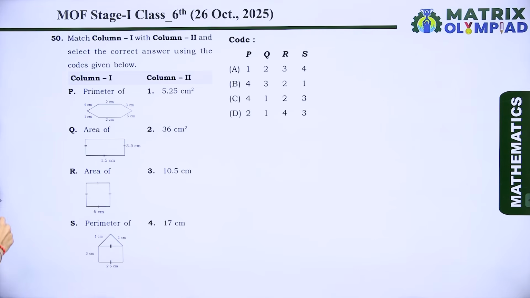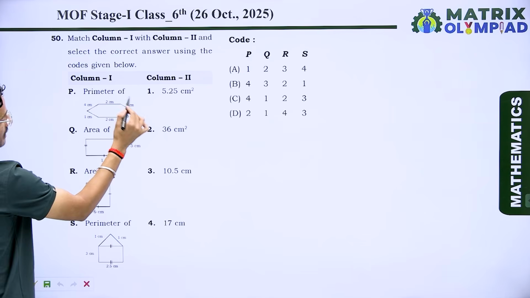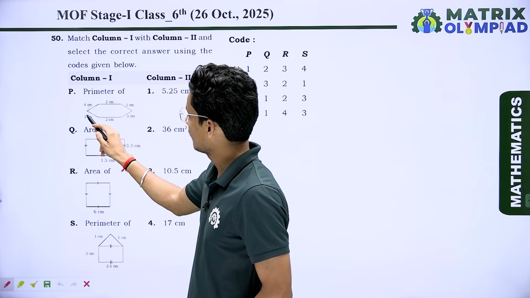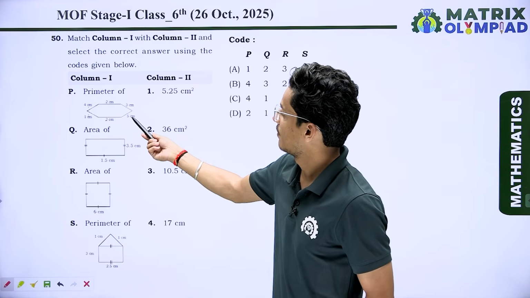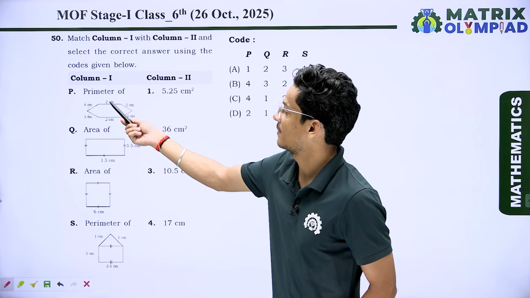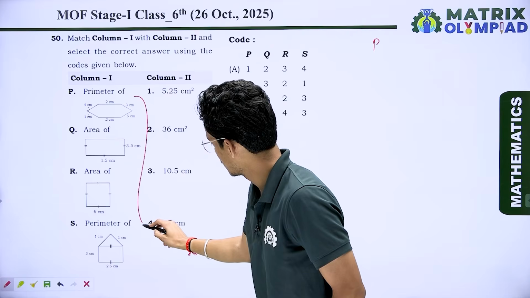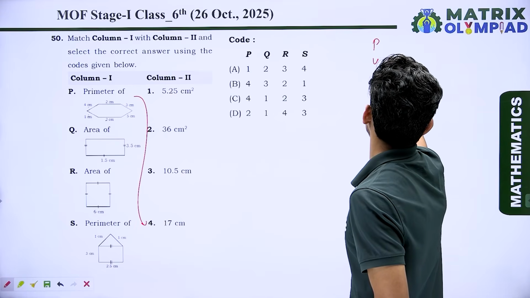So now if I talk about the next question, again which is based on match the column, and column 1, that is the perimeter of this. So perimeter we know is the sum of all sides. So when we add 4 plus 1 is 5, 5 plus 2 is 7, 7 plus 5 is 12, 12 plus 3 is 15, 15 plus 2 is 17. It means P is 17, here we get the perimeter. It means P is connected to 4. So I can write here P is connected to 4.